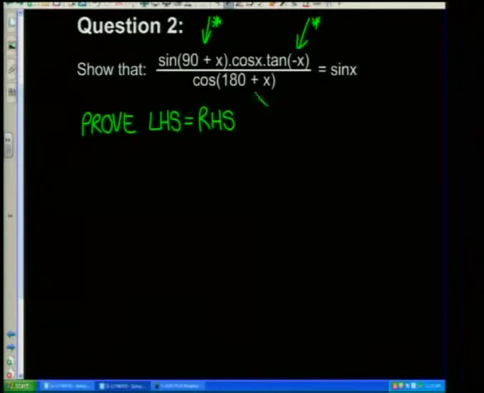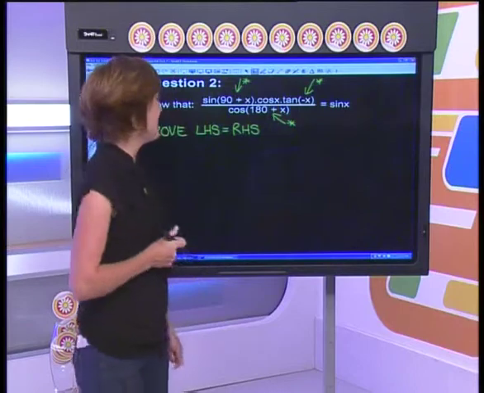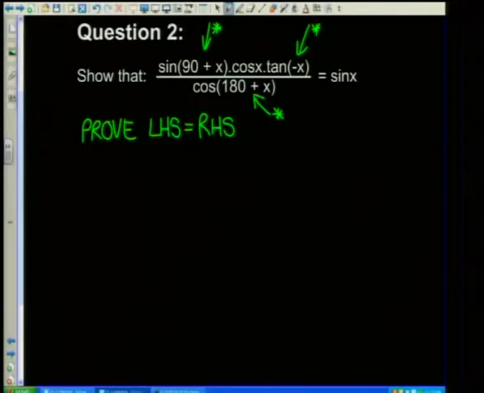And, okay, we're also going to have to watch out for this, but in fact, we're not going to, well, it's just normal reduction formula there. We're not going to have to be quite as careful with that one. Let's see what we've got. Sine of 90 plus x.